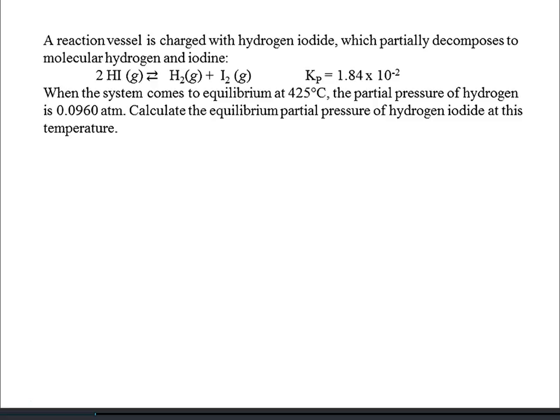We're given a reaction, and we're told that the reaction vessel is charged with HI, and that decomposes to hydrogen and iodine. Now, the fact that you're not given the other two values means that the only thing that was added was HI. So the initial partial pressure of hydrogen and iodine are both 0.